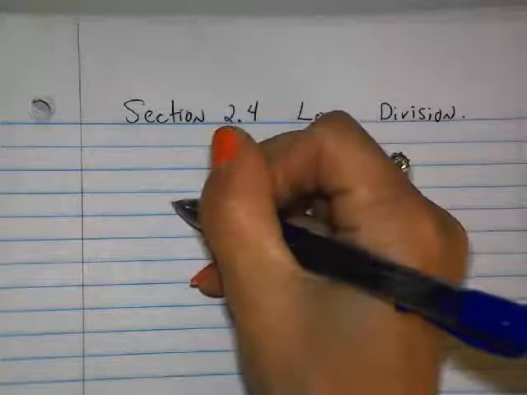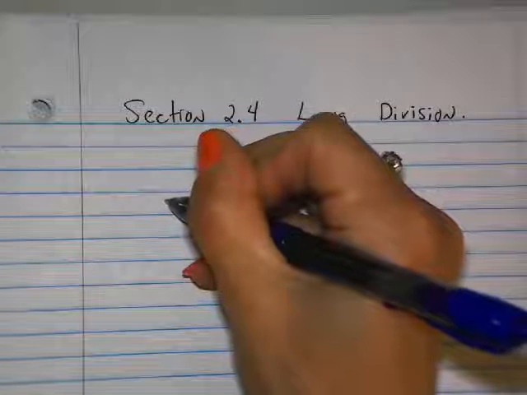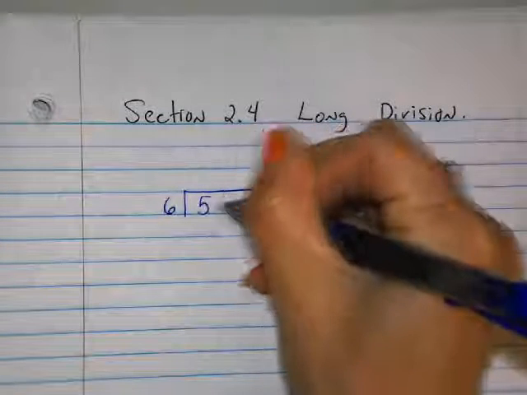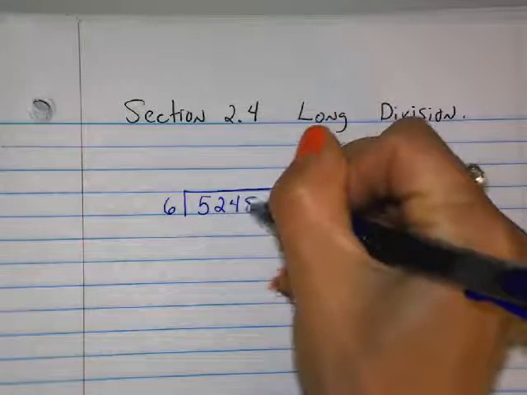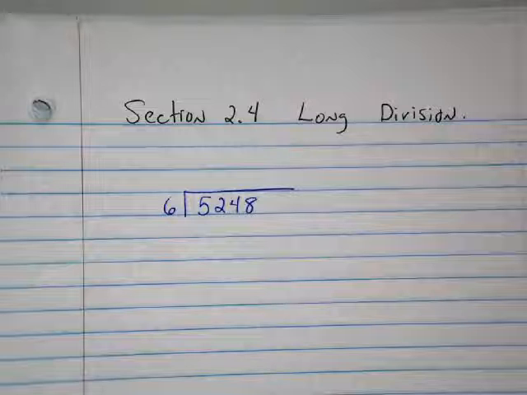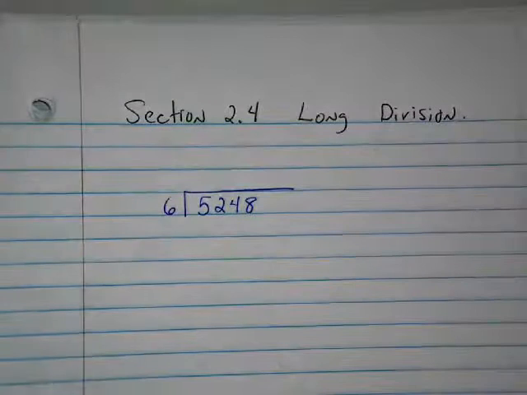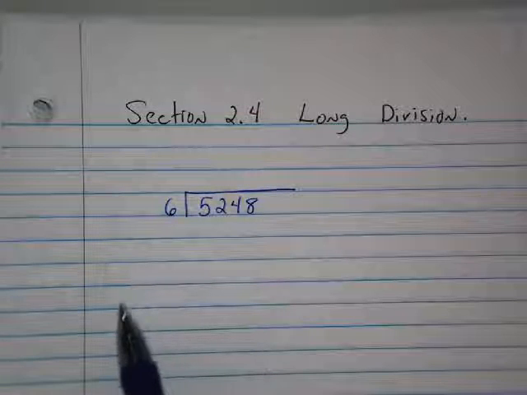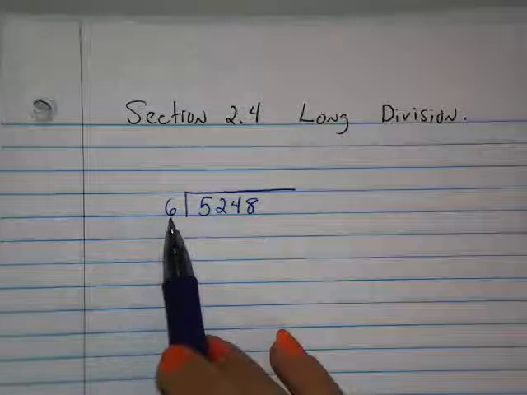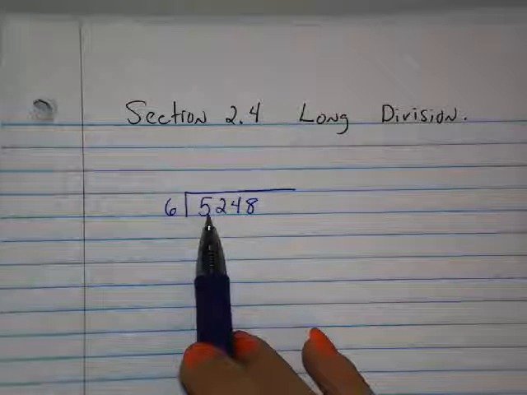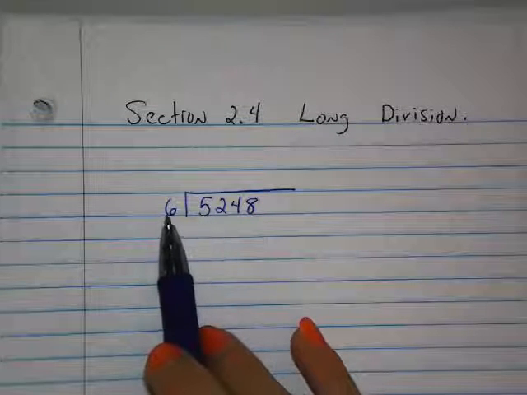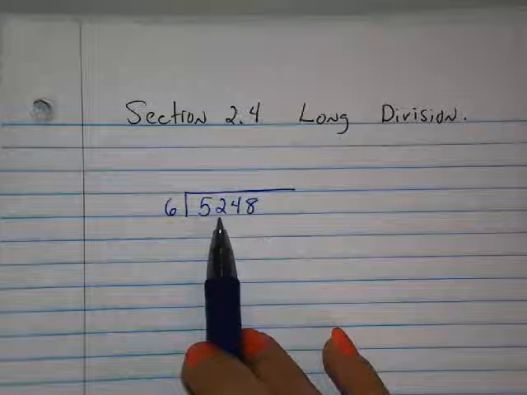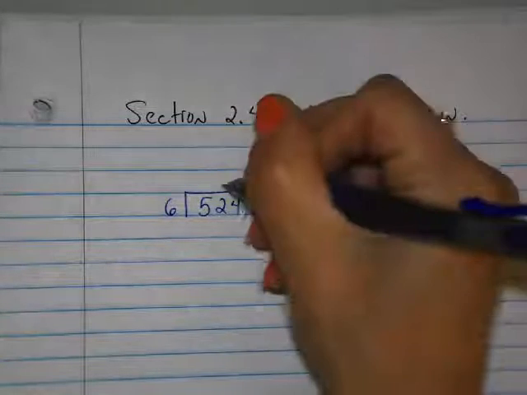So let's say I have 6 divided into 5,248. Okay, so let's think about the process that you would go through to do just regular long division. You would say, does 6 go into 5? And it does not. So then you say, well, how many times will 6 go into 52? And we do a little bit of thinking, and we get 8.